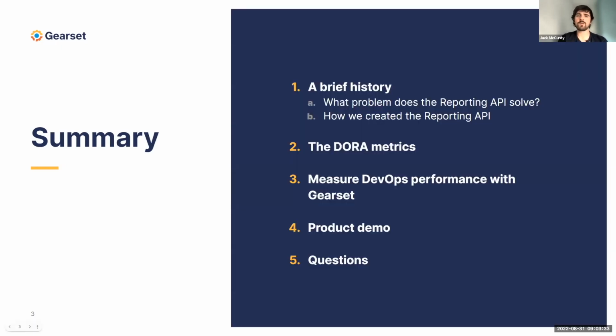So over the course of the next half an hour or so, we're going to go over a brief history and dig into what the reporting API solved, why we built it and how we created it. We're going to cover off the DORA metrics that the reporting API was built for, and then we're going to jump into showing you how you can measure your DevOps performance using Gearset with a product demo, with some time for Q&A there as well. So that's the shape of the next 25 minutes or so.